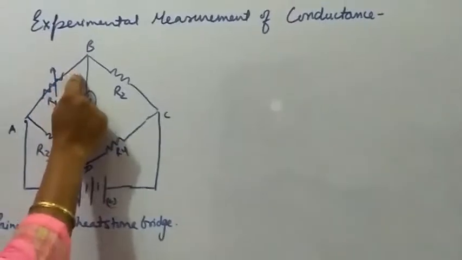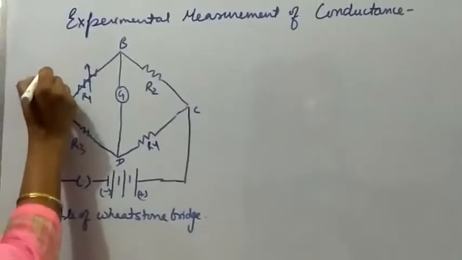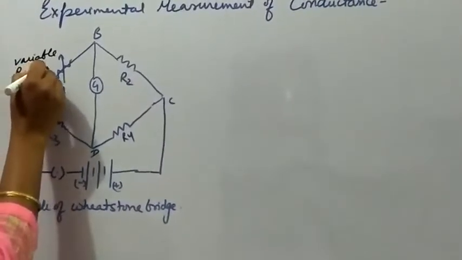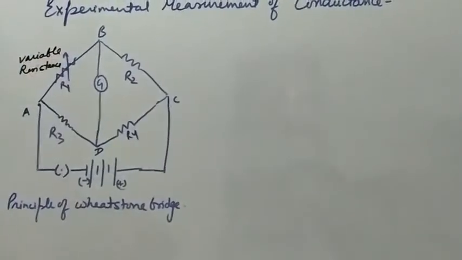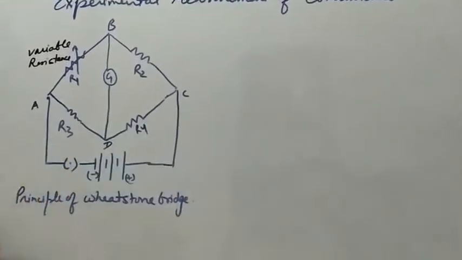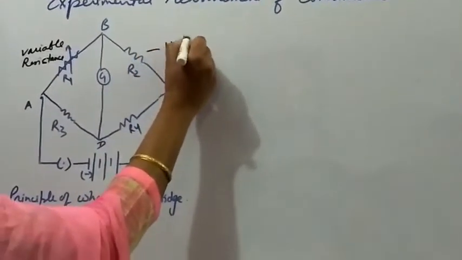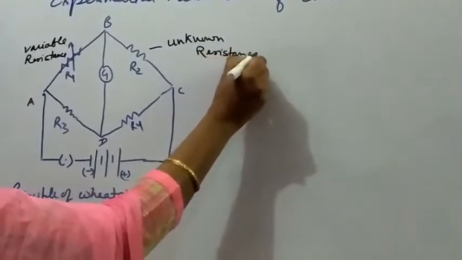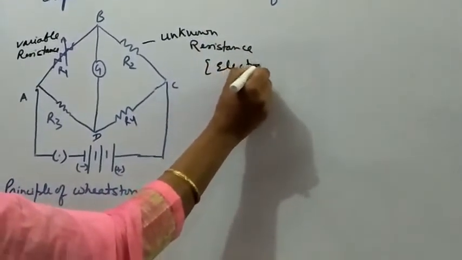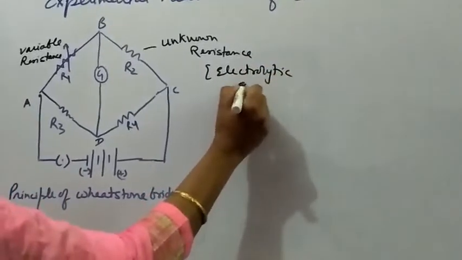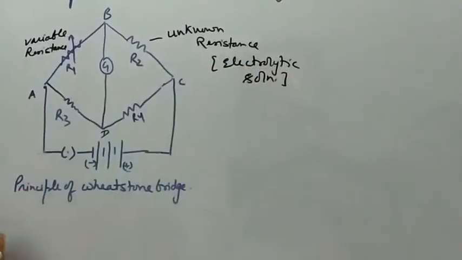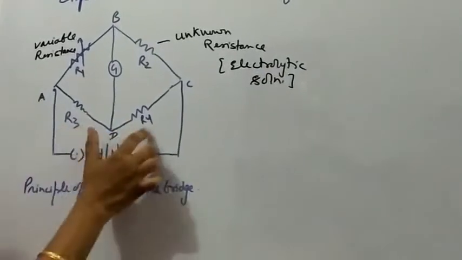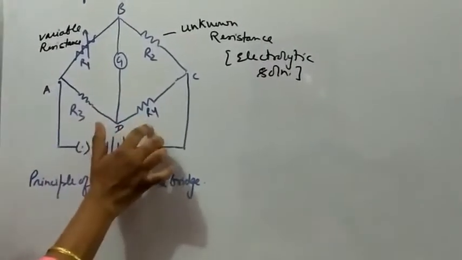Now at the arm AB we have placed a variable resistance. That means this resistor we can change. R2 is the unknown resistance. Here the unknown resistance will be that of the electrolytic solution. R3 and R4 will be known to us. They have constant values, so we will know these.